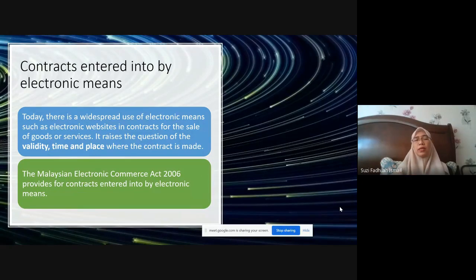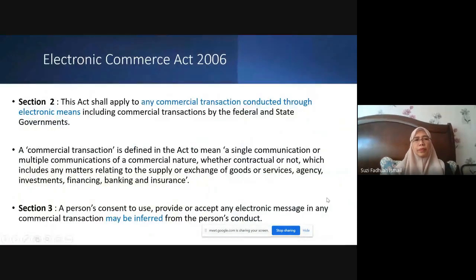That's why the statute was passed in that year, 2006. It is meant to cater for contracts entered into by electronic means. These are some of the relevant sections. Section 2 says it is applicable to any commercial transaction conducted through electronic means. Actually, we read this Act together with our Contracts Act 1950, because the Contracts Act is very ancient, very old. So we need some other laws to supplement it, to be read together.